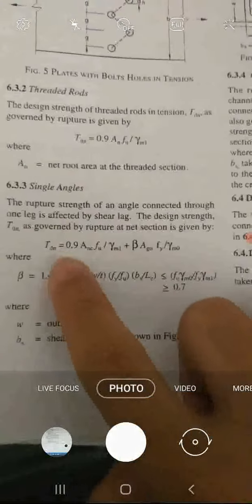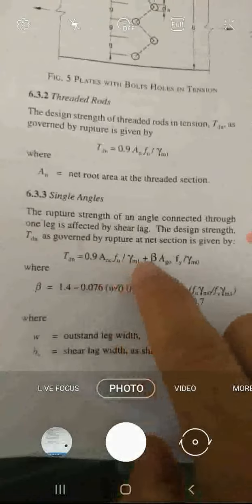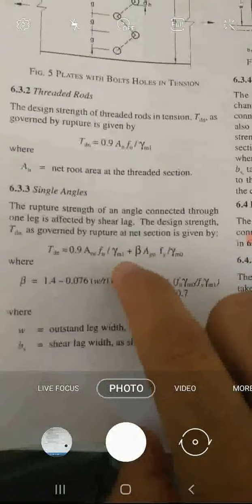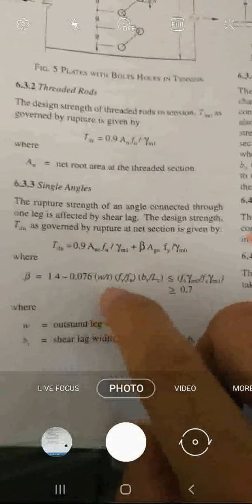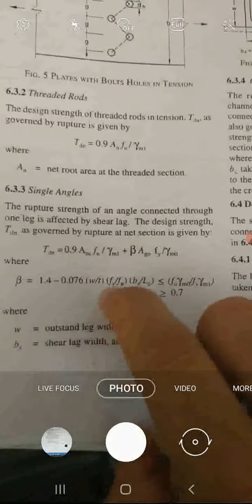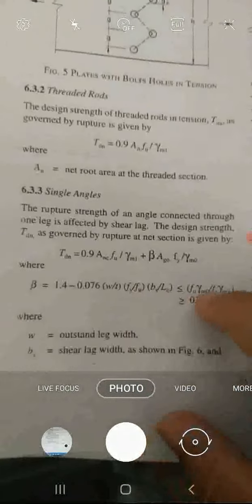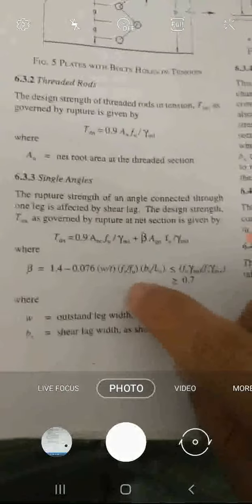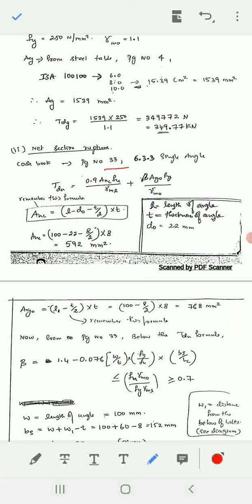Clause 6.3.3, single angles: Tdn is equal to 0.9 Anc fu by root 3 gamma m1 plus beta Ago fy by gamma m naught. To find the beta value, the formula is here, simple formula: w by t, fy by fu, bs by Lc, and this should be less than this value and greater than 0.7. This is the beta value, then you have to substitute the beta value here, then find out Tdn. That is the second step. Okay, on page number 33 we got this Tdn formula.